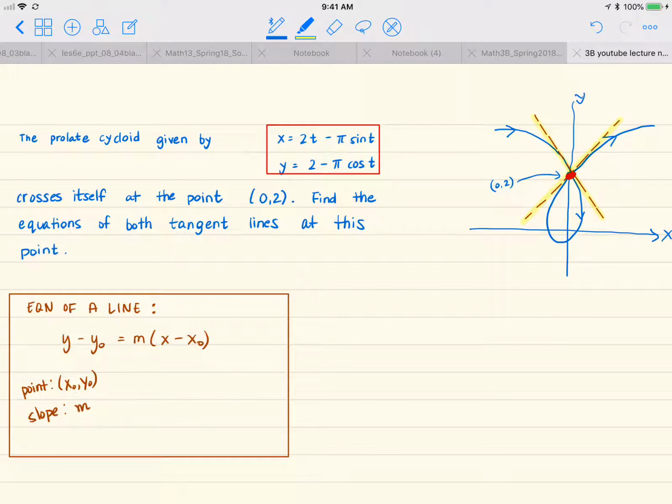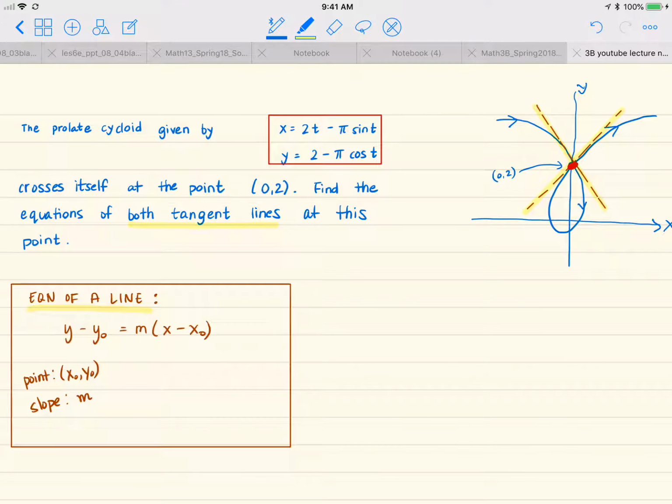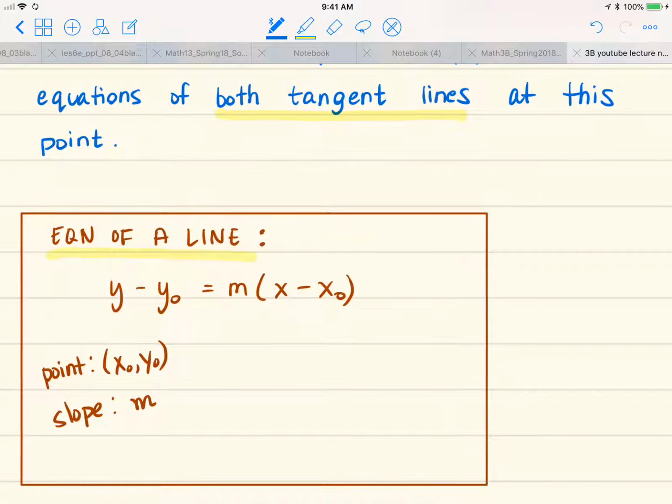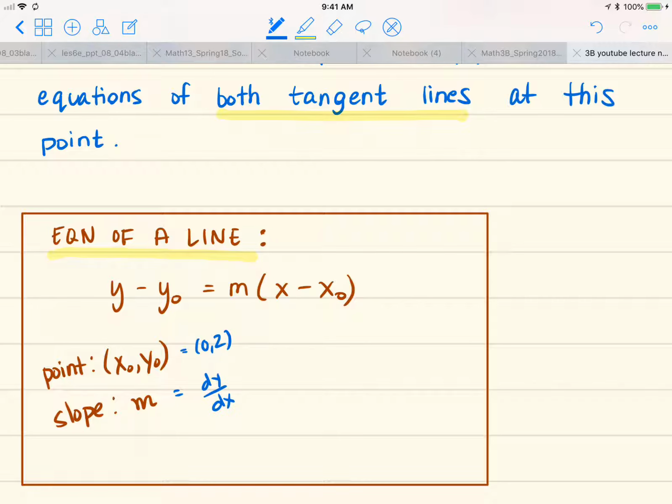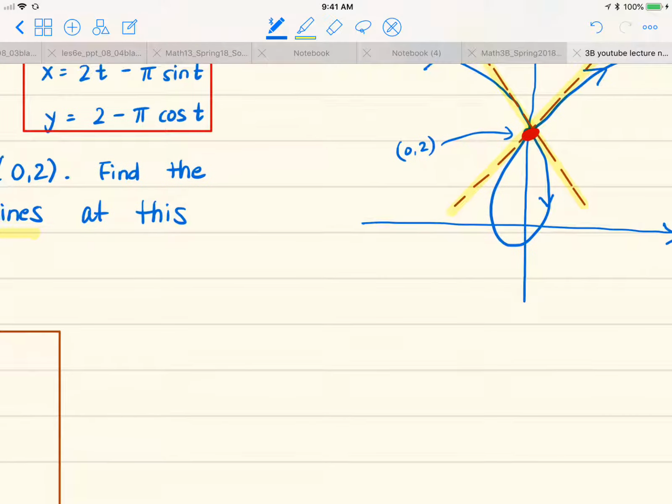And of course, to find the equation of both tangent lines, we need to know the equation of a line. So I've written that down here at the bottom. And our point is going to be (0, 2), and our slope is going to be dy/dx evaluated at that point (0, 2). So that's what we want to know: what is the slope of this tangent line? What's the slope of this other tangent line?